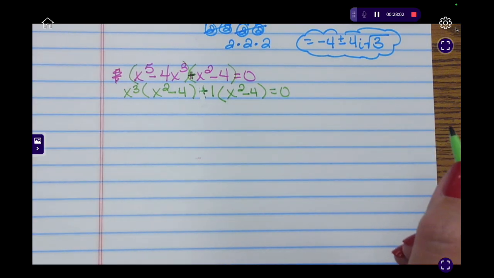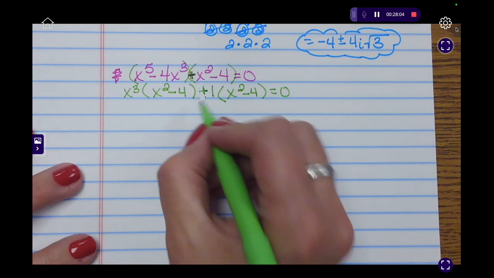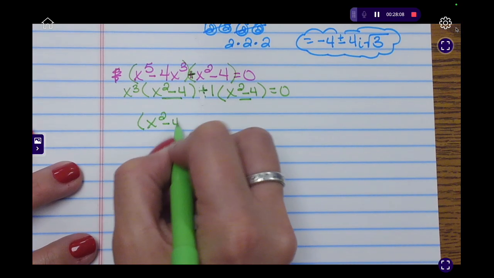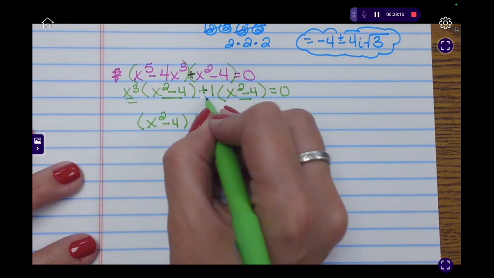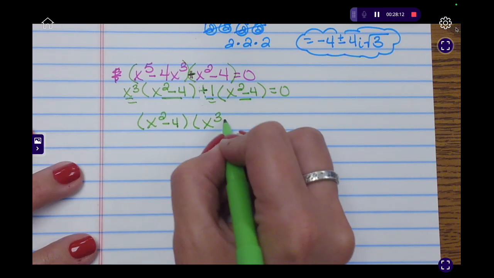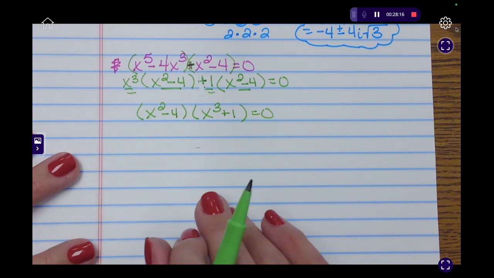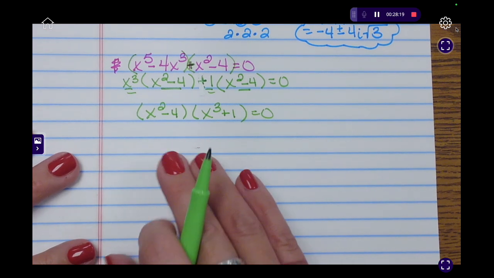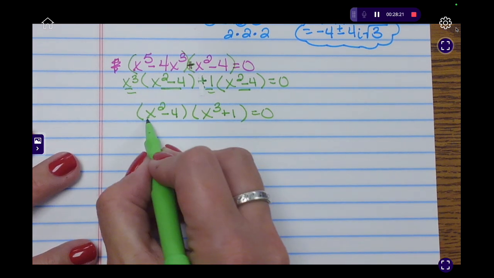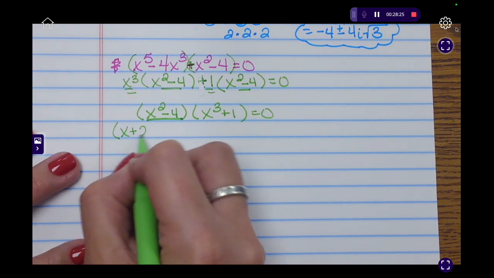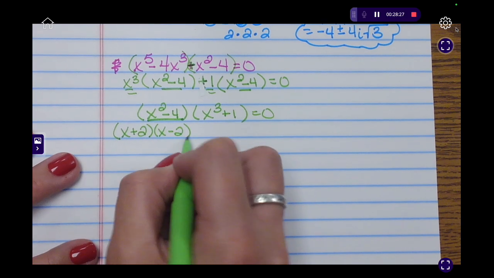Okay, so looking at this, my parentheses are the same. So that's x squared minus 4. Outside of my parentheses is the x to the 3rd plus 1. Now, it looks like these are my only 2 factors, but remember, I have to continue to factor. So if I look at this one, this is a difference of squares. So that becomes x plus 2, x minus 2.